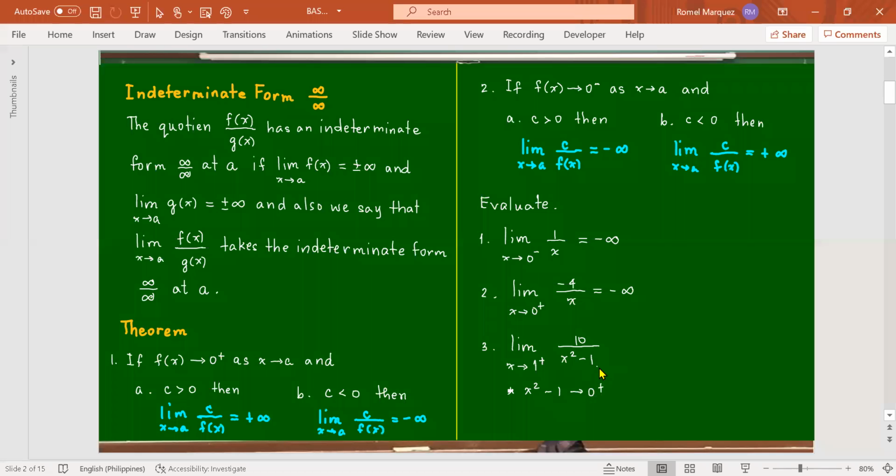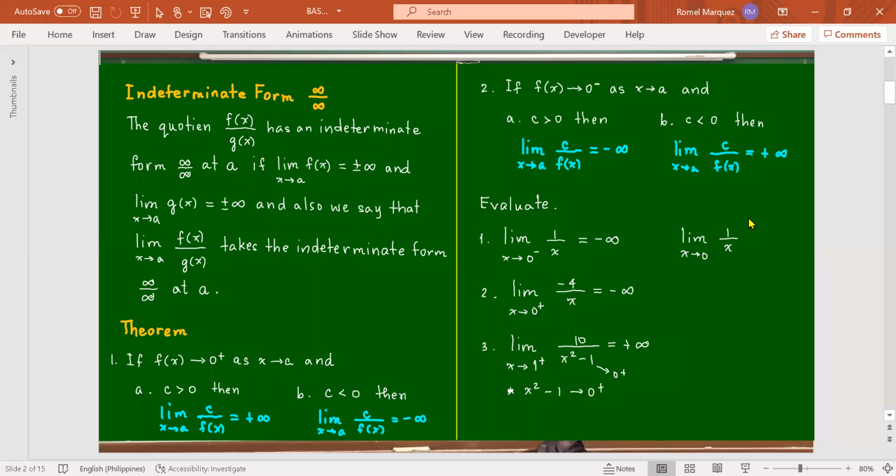Since this denominator is approaching 0 through positive values, so we say that this is what, Sophia? Positive infinity. Okay, guys? What about if you're asked of the limit as x approaches 0 of 1 over x?